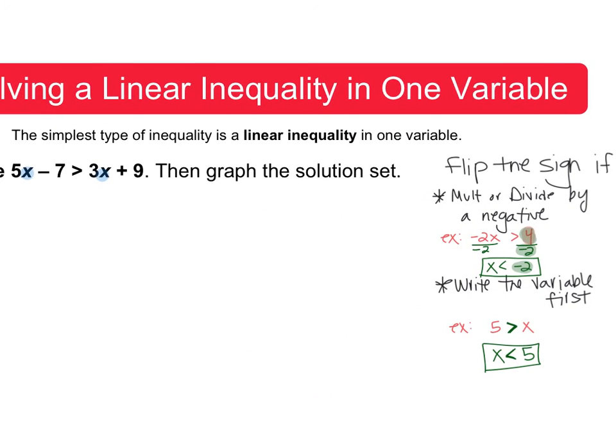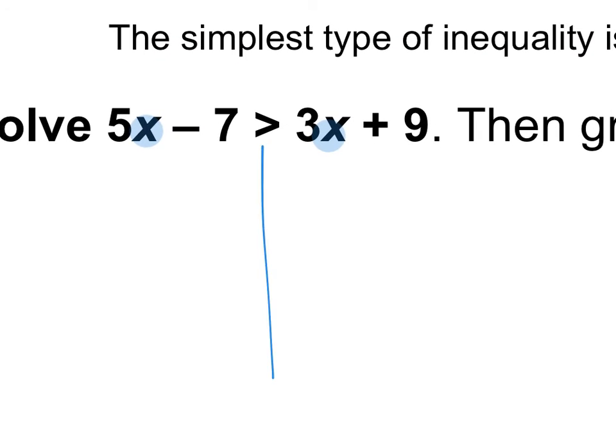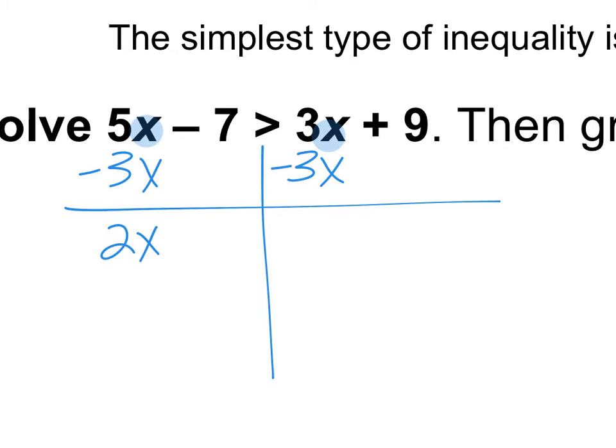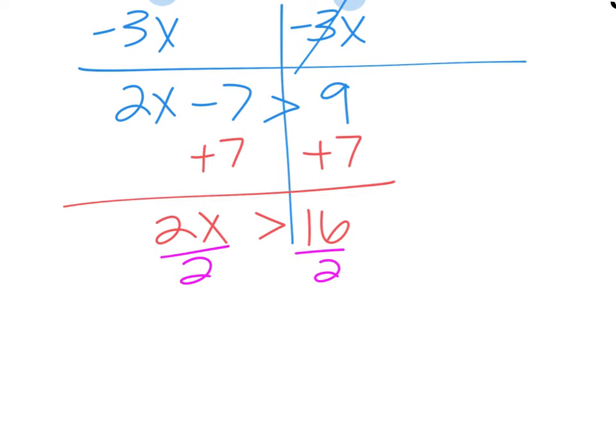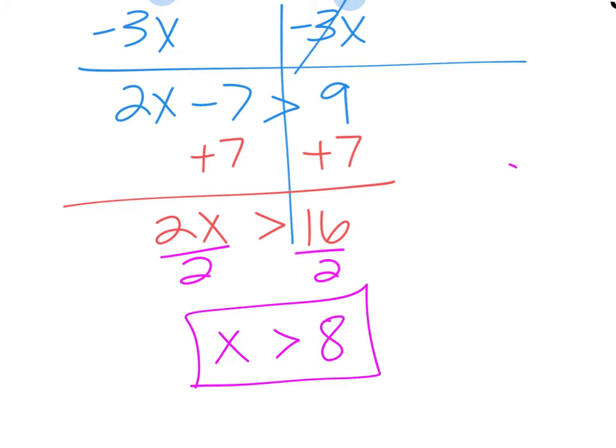All right, so let's go and solve now that we've reviewed that. So there's that inequality sign that separates, it's kind of like the equal sign. So I'm going to subtract the 3x over. Gives us 2x minus 7 is greater than positive 9. And then we know we'd add the 7 over. 2x is greater than 16, divide by 2. And in this case, we're not dividing by a negative, so we do not have to worry about flipping our sign. We have the variable first, so x is greater than 8.